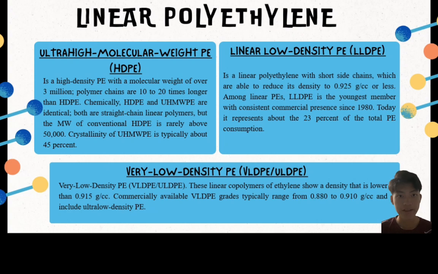And the last one is very low density polyethylene, that is VLDPE or ULDPE. These linear polymers of ethylene show a density that is lower than 0.915 gram per cc. Commercially available VLDPE grades typically range from 0.880 to 0.910 gram per cc and include ultra low density polyethylene.